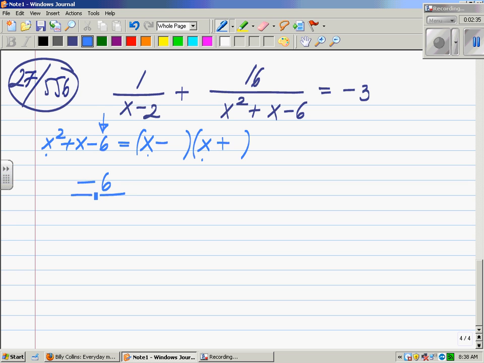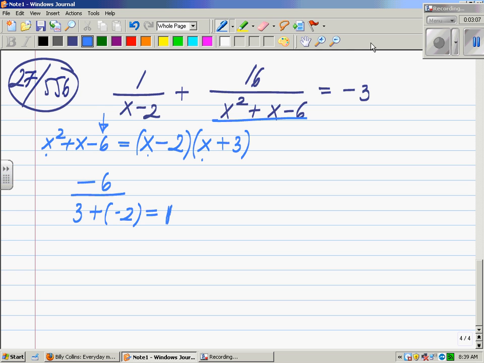So what possible factors do you have for negative 6? Positive 3 and negative 2. Their product is obviously negative 6. If you add them, you get 1. Well, it seems to me that this is the answer here. So I will have x minus 2 and x plus 3. So this is the factorization of this denominator.